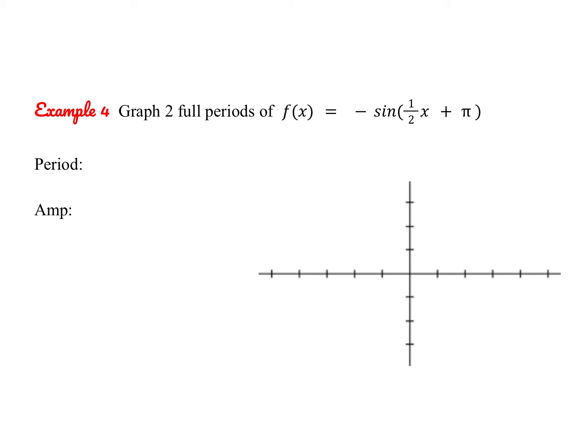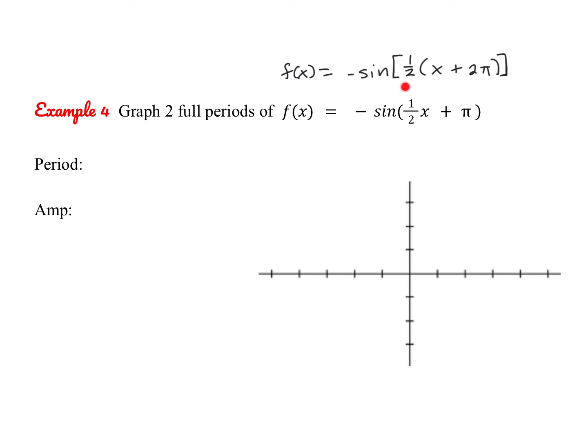All right, now we're going to try one that's a little bit trickier. You can see here we have that case where we have a B value and a phase shift. So we need to remember our first step should always be factoring out that B value. It needs to be separate. So we have negative sine times, and I'm going to factor out 1/2. When I do that, it actually becomes x plus 2 pi. Right? If I do pi divided by 1/2, it actually becomes 2 pi.